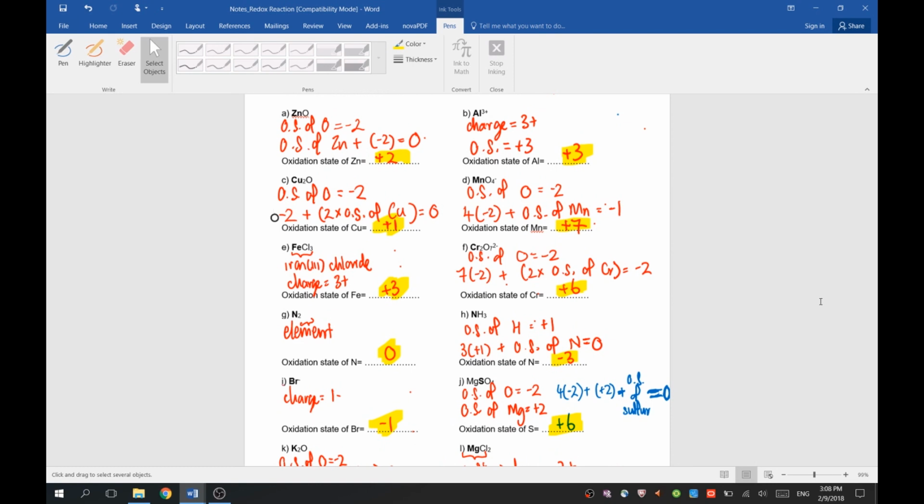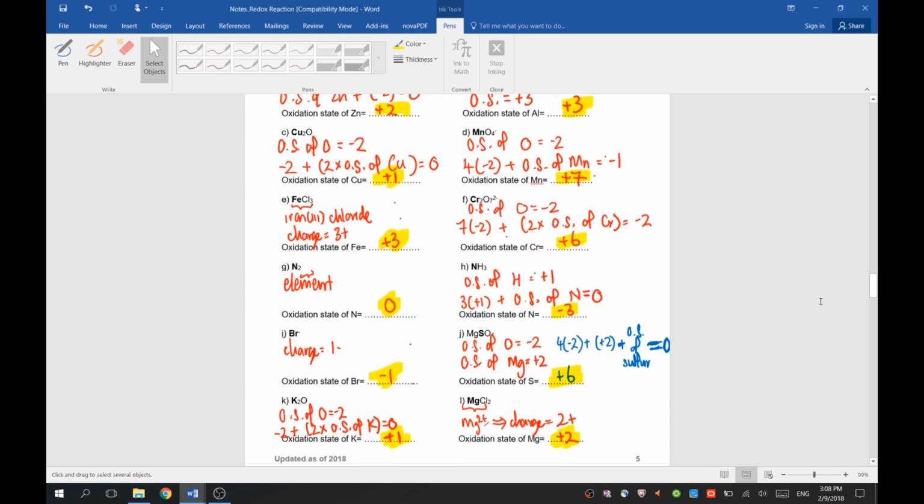Do take note that in the oxidation state, the symbol should always be at the front, followed by the number. It's different from charge. Now, of course, know that if it's an element only, like in the case of example G, if it's just an element, there's no need for you to go and work out what's the oxidation state. It will always be 0, provided that it is an element only.